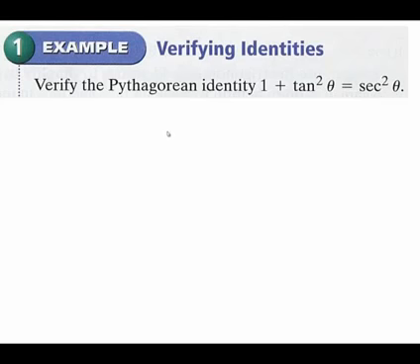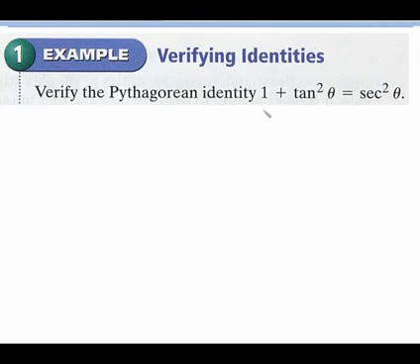So we are asked to verify this identity right here. When you are verifying, you'll be given something, and you have to prove that the left side and the right side are equal. So you have to pick a side to work with. Sometimes it's more obvious than others. Like in this case, obviously you're going to work with the left side, and you're going to try and prove that it equals the right side.